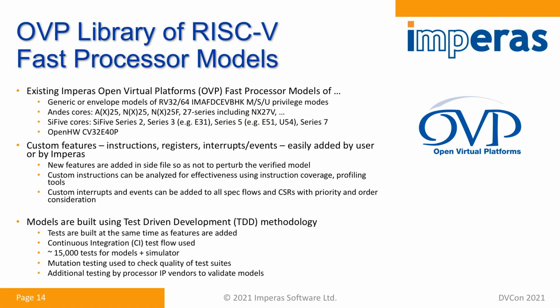The Open Virtual Platforms library of RISC-V fast processor models includes models of the generic specification, so 32 and 64-bit, and then the full alphabet of RISC-V extensions, as well as the privilege modes. The OVP library also includes models of the Andes, SiFive, and open hardware processors. Custom features, instructions, registers, interrupts, and events are easily added by the user or by Imperas. These new features are added in a side file so as not to perturb the verified model.